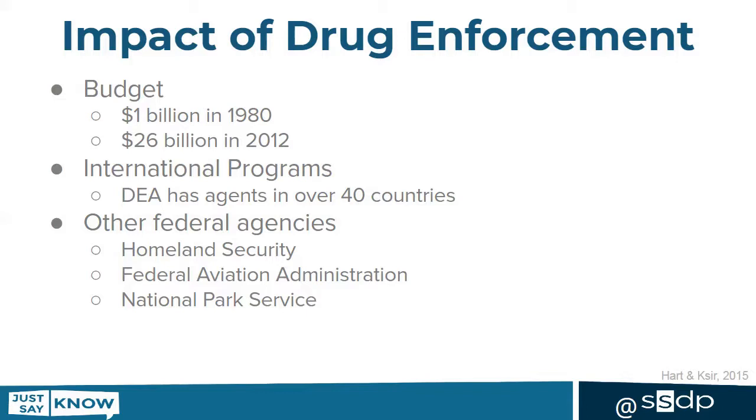You know that Homeland Security takes over 20% of the budget for drug enforcement. The FAA, the Federal Aviation Administration, they urine test pilots. They also track small airports and private aircraft. Agriculture and parks, so the National Park Service, they're looking out for marijuana crops on federal land, that kind of thing.